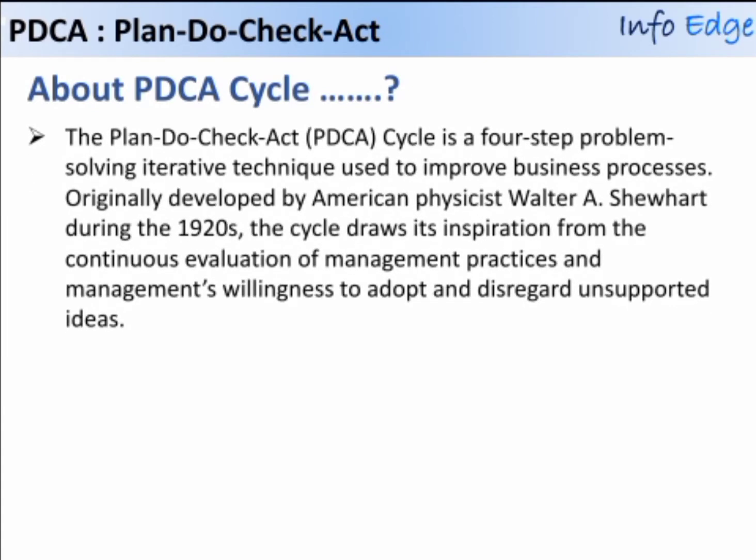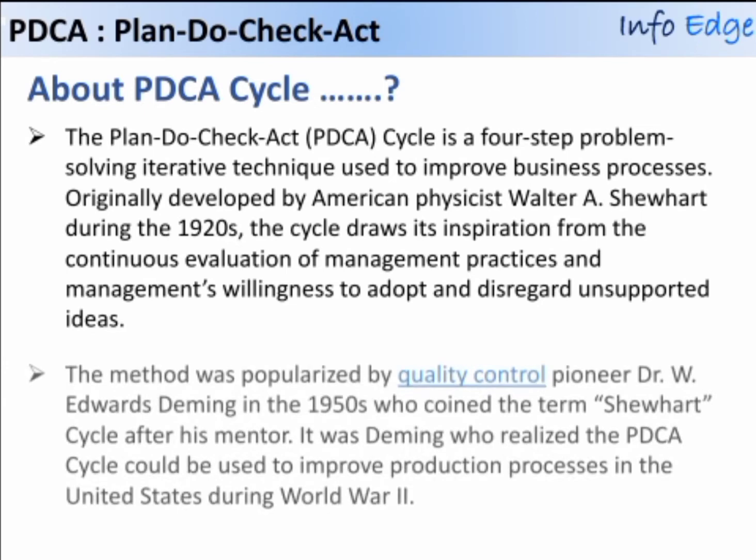About the PDCA cycle. The PDCA cycle is a four-step iterative problem-solving technique used to improve business processes, originally developed by American physicist Walter A. Shewhart during the 1920s. The cycle draws its inspiration from the continuous evaluation of management practices and management's willingness to adopt new ideas.